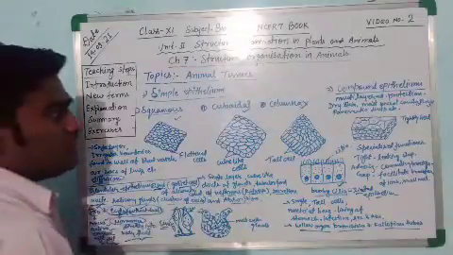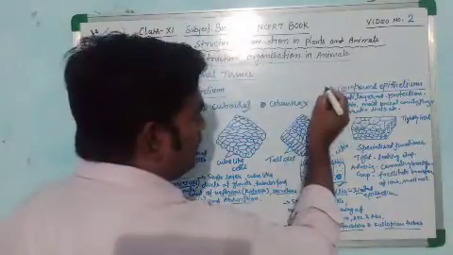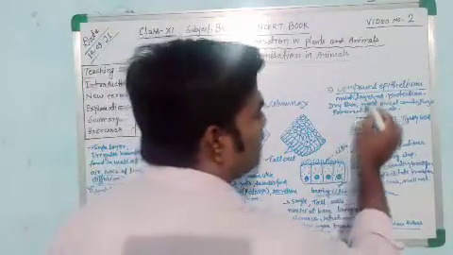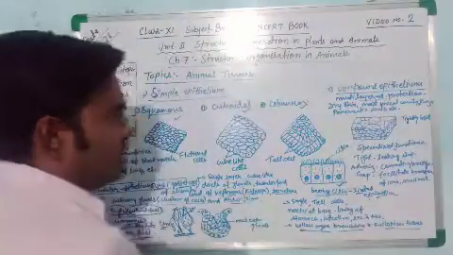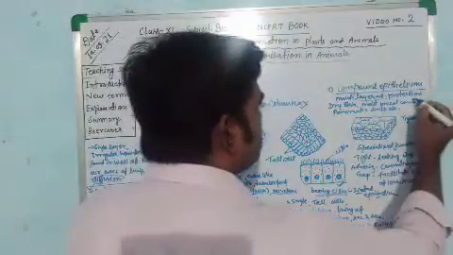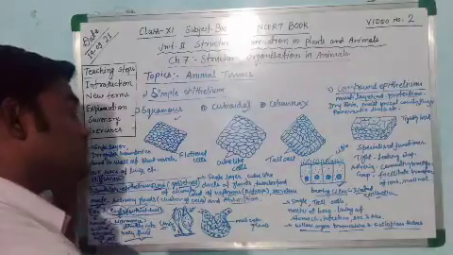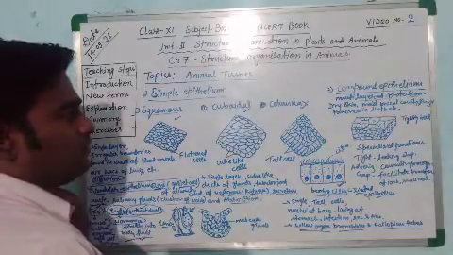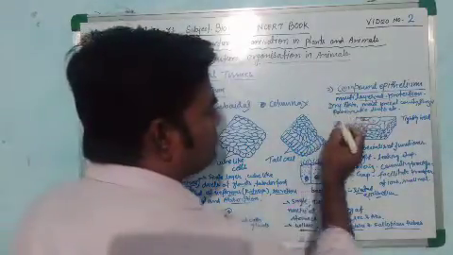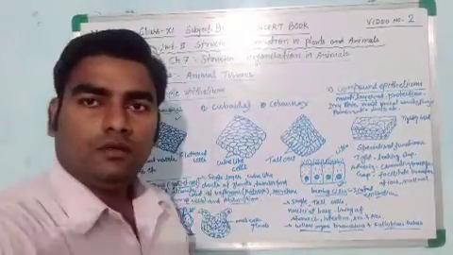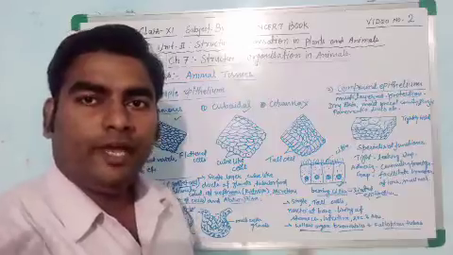Now the second one is the compound epithelium. Compound epithelium is the multi-layered epithelium, and the main function is protection. They protect the dry skin, moist buccal cavity, pharynx and pancreatic duct.